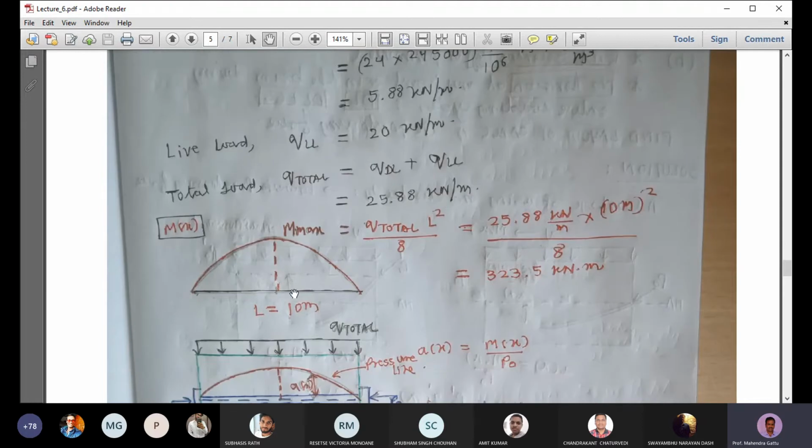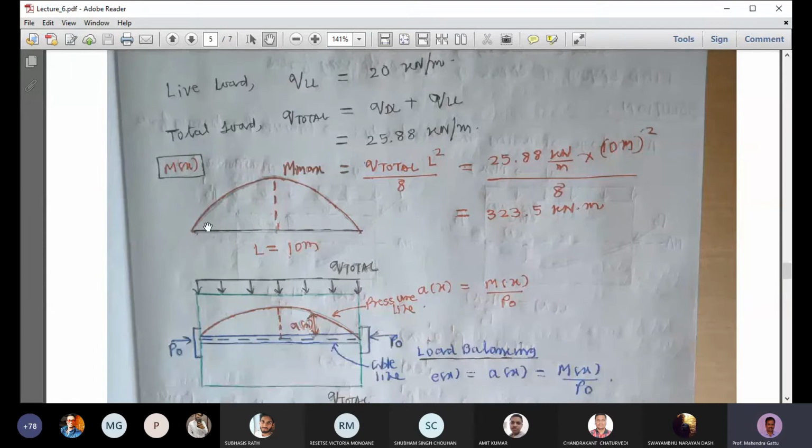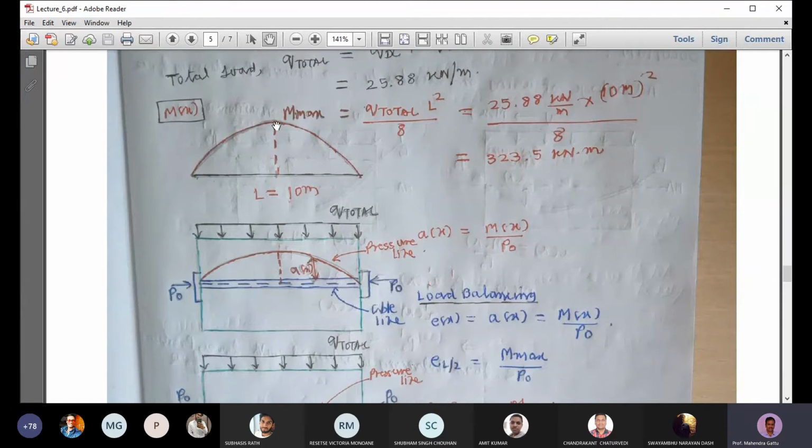We are treating it as a simply supported beam with a span length of 10 meters. So we'll get a bending moment of parabolic shape. The maximum occurs at the center, and that value is Q L square by 8. So 25.88 kilonewton per meter into 10 meter whole square. We're getting 323.5 kilonewton meter. That is the maximum bending moment occurring here.